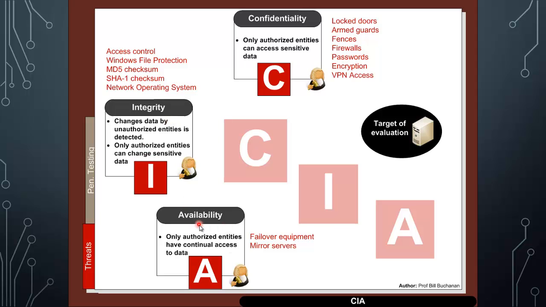And then availability really looks at having continual access to data, and that's very much looking at mirror servers and failover equipment, UPS, and so on. Okay, so with CIA in mind, that's how we would define our objectives for the target of evaluation.